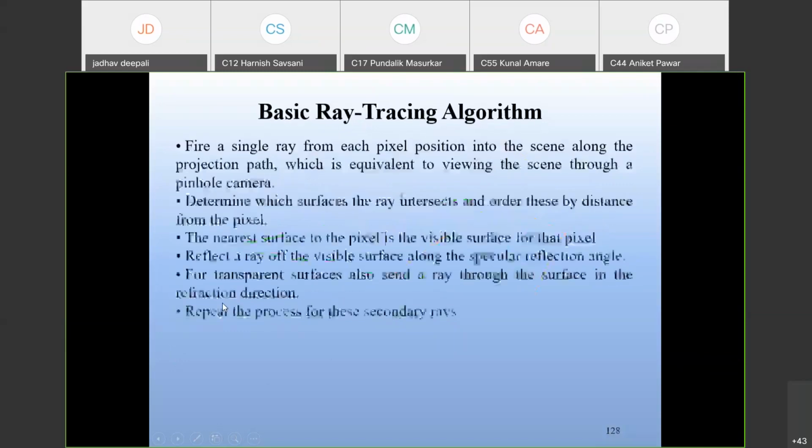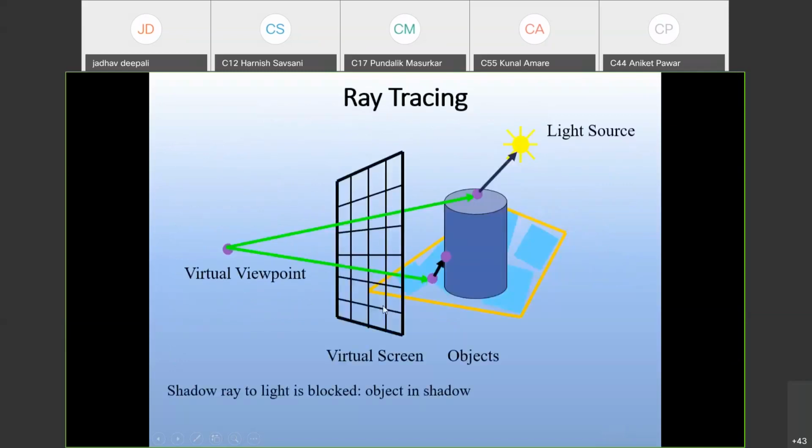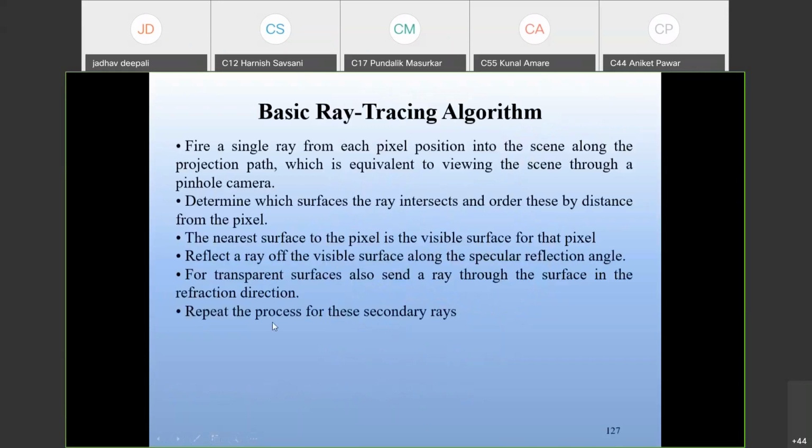Simply fire a single ray from each pixel in the scene, then find out which is the nearest one and order accordingly, and whatever is nearest is visible from the viewpoint. Then calculate the angle of reflection, the specular reflection. If the surface is transparent, then calculate the angle of reflection along with the angle of refraction.